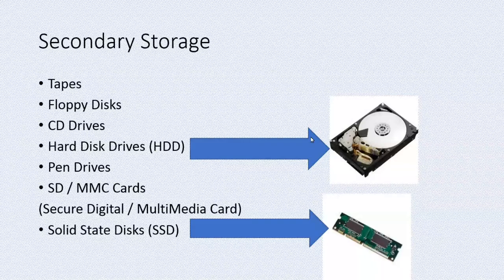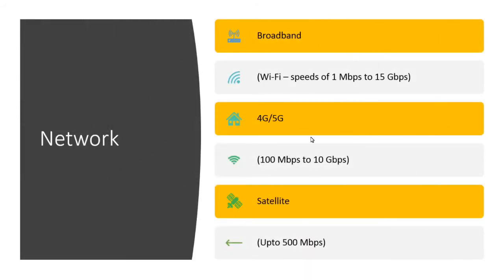So that's secondary storage. Now we come to the last leg of the whole equation called network. So there are three kinds of networks. We have broadband, we have 4G, 5G, and we have satellite. Broadband is typically the internet connection that comes to your home or office, and you use Wi-Fi to connect all machines on the network. Speeds can be from 1 Mbps to 15 Gbps. The more the speed, the more you pay.